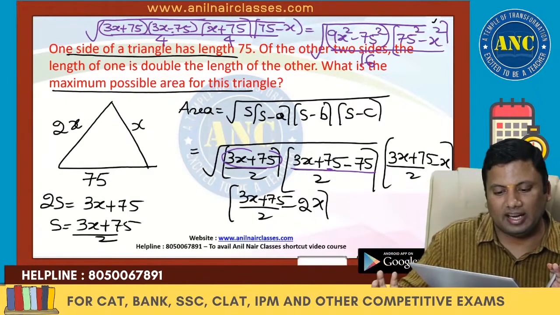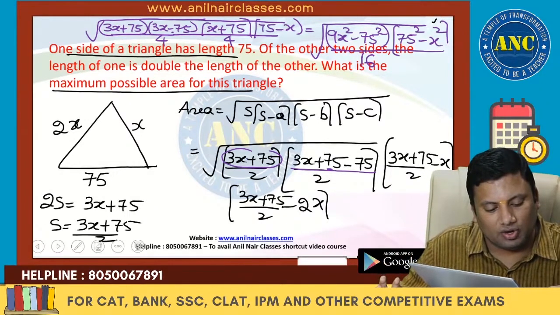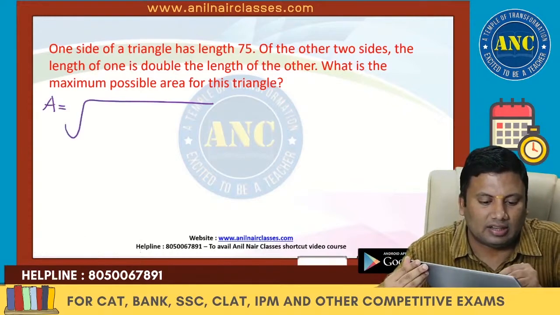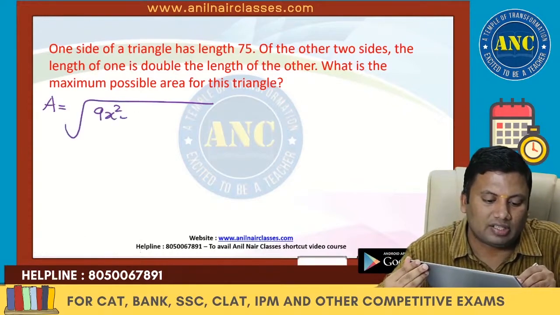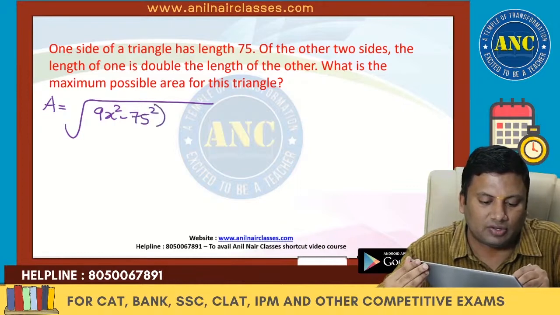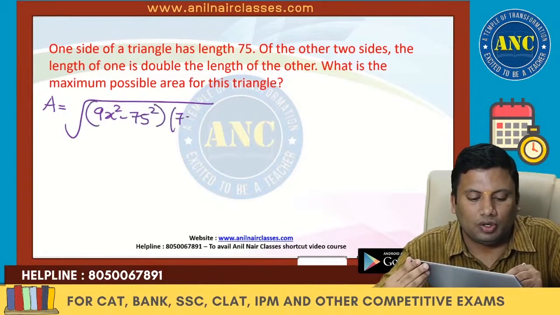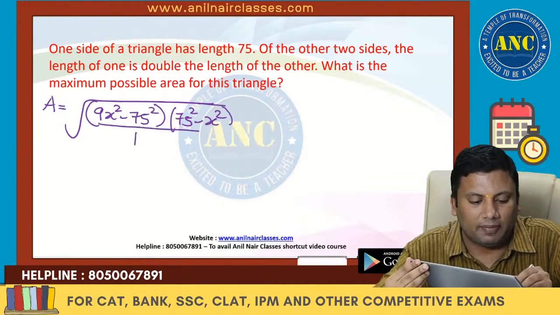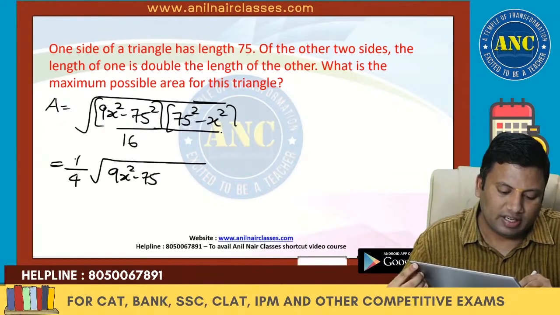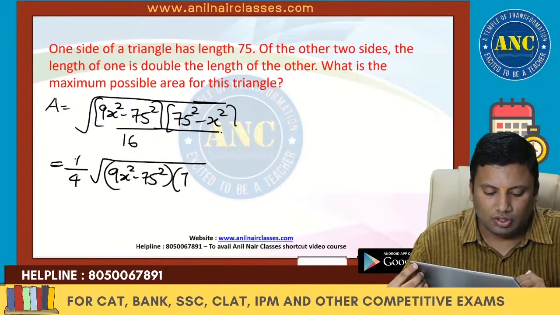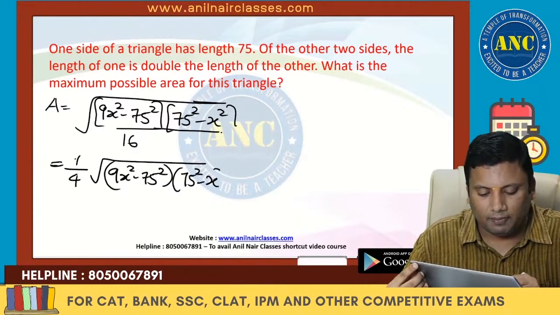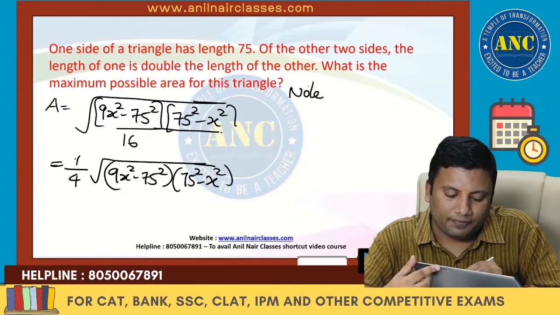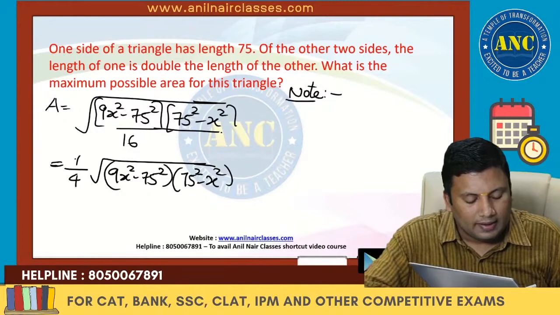I hope it is clear here. Once you understand this, you have got the answer. Now the area is root of 9x square minus 75 square into 75 square minus x square, divided by 16. Now see here, there is a note.